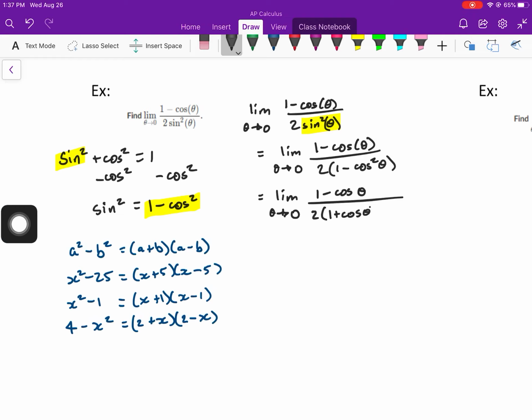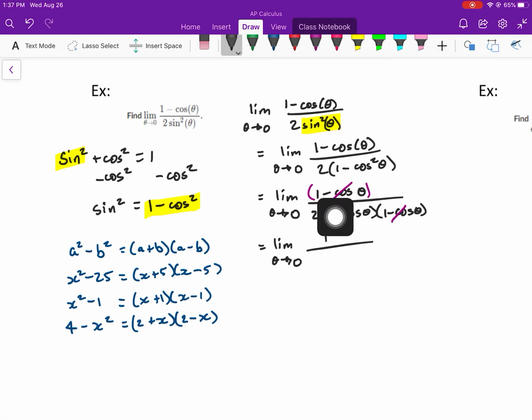So I could separate those out as 1 plus cosine of theta, 1 minus cosine of theta. So I'm going to go ahead and take these and cancel them out because they're the same. So I'm left with the limit as theta approaches 0 of 1. There's going to be a 1 left on top since we canceled everything on the top, over 2 times 1 plus cosine theta.